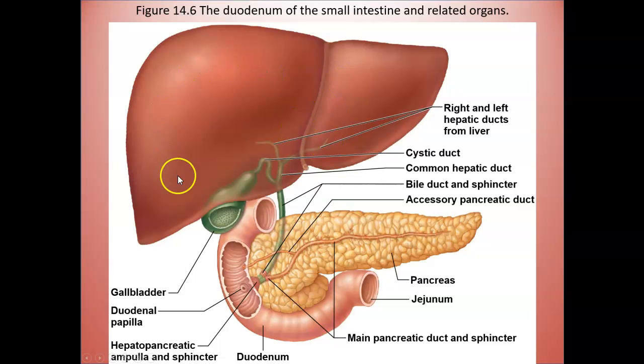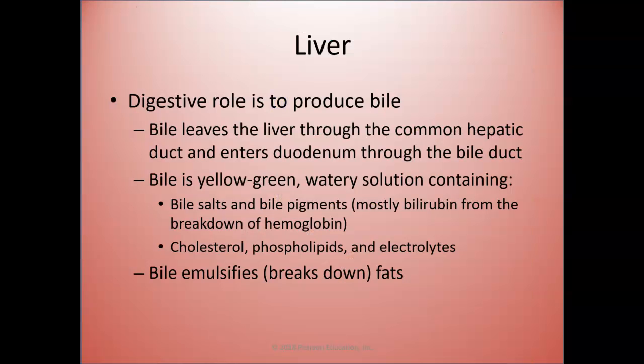All right. So the liver in this case is this big red organ, and livers are relatively solid. They're not hollow organs like the stomach is. One of the things the liver does is produce bile, and bile leaves the liver through the common hepatic duct into the duodenum. Bile is yellowish green. It contains bile salts and bile pigments, which help break down or emulsify fats and lipids. Its big job is to break those fats and lipids down.